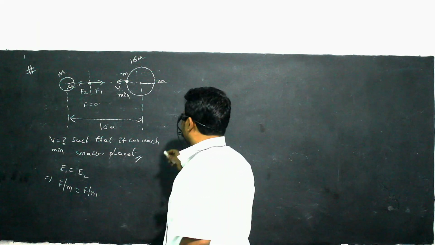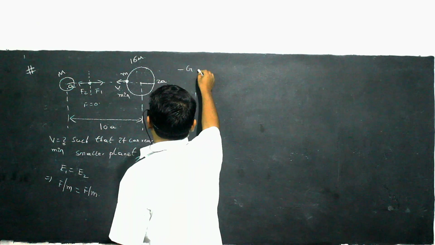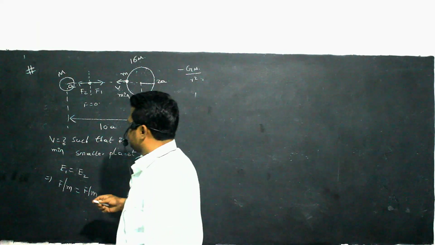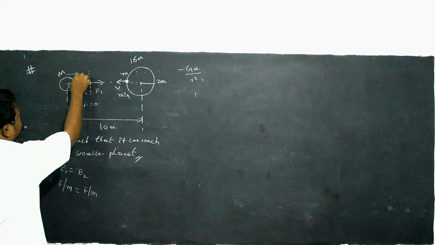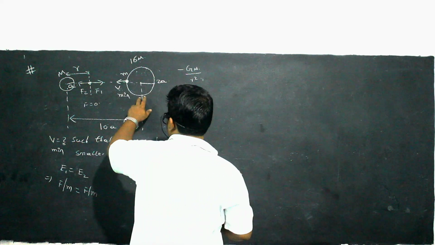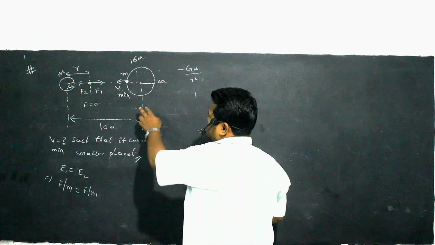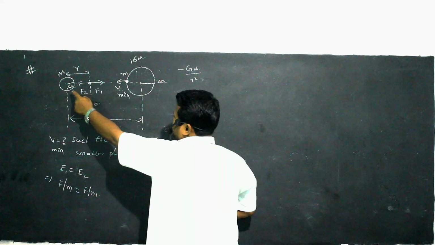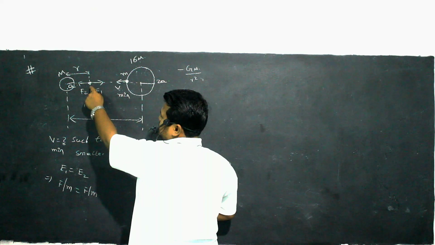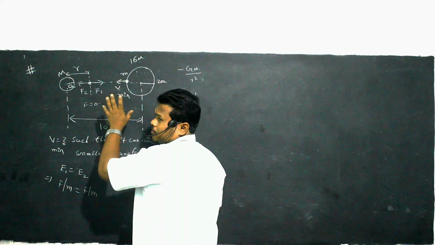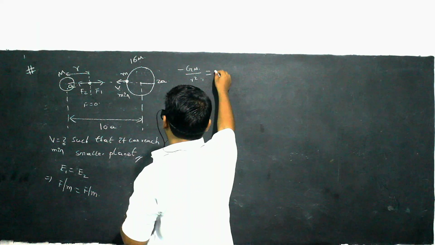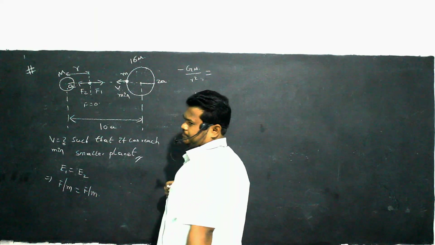What is the equation for field intensity? Minus Gm divided by R square. And I will measure R from here. So let this distance be R. This is that point where F1 and F2 are equal. From here, what is this distance? R. Similarly, what is the field intensity due to the bigger planet at this point?